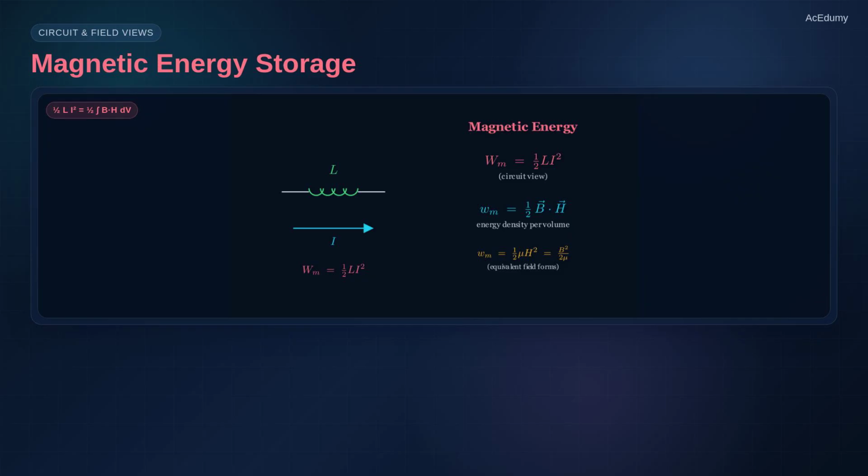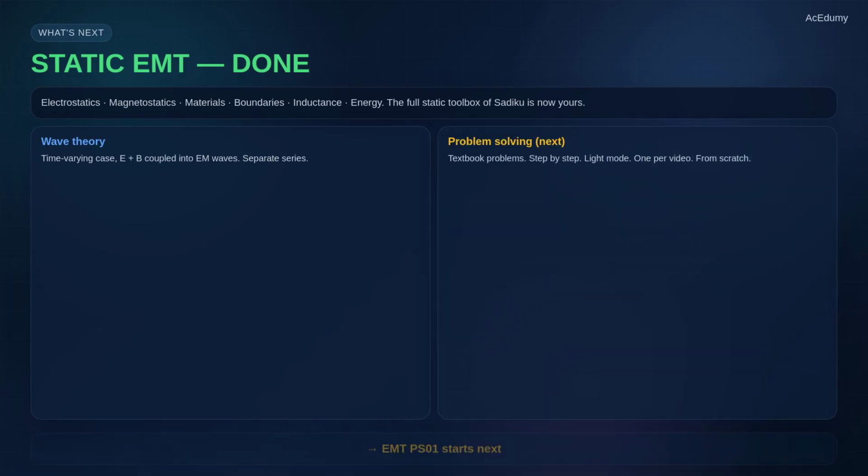Two views of the same energy, circuit-based with L and I, and field-based with B and H. Both are essential. Circuit engineers use the first, field theorists the second. And that closes the static block.